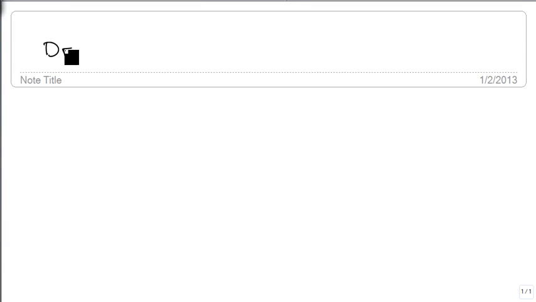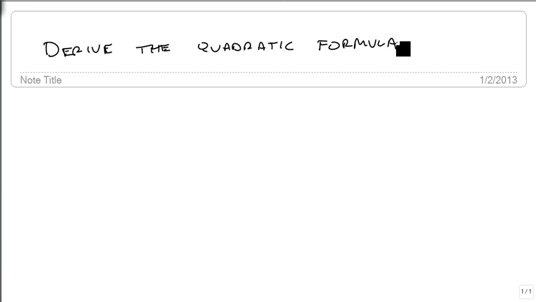We are now going to derive the quadratic formula. We're going to show you where it comes from. So we're going to start with our most fundamental quadratic equation, ax squared plus bx plus c equals 0, and we're going to complete the square on this.